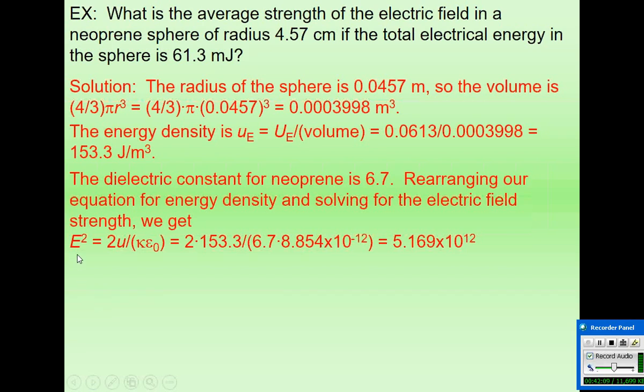And we want to solve for E, so first I'm going to solve for E squared. E squared is equal to 2 times the energy density divided by kappa times epsilon naught. The energy density is 153.3 in standard units. Kappa is 6.7. Epsilon naught is 8.854 times 10 to the negative 12. I get that E squared equals 5.169 times 10 to the 12. And I take the square root. And I get that the electric field strength is 2.27 times 10 to the 6 newtons per coulomb, which frankly is a perfectly ordinary value for an electric field strength.